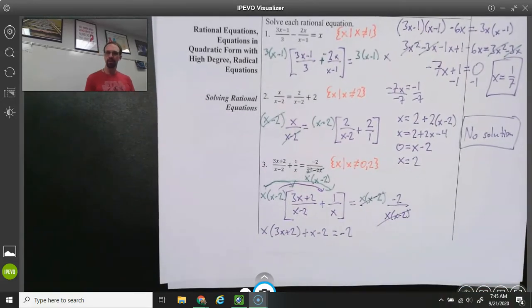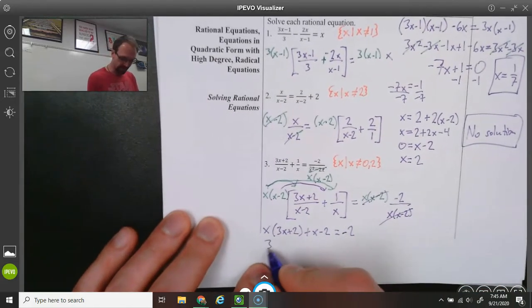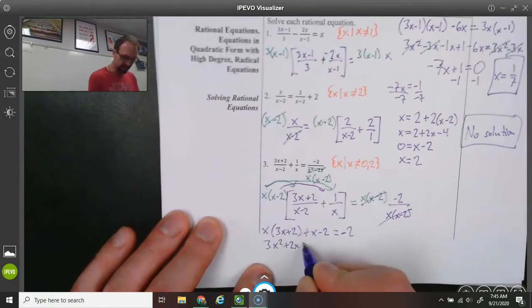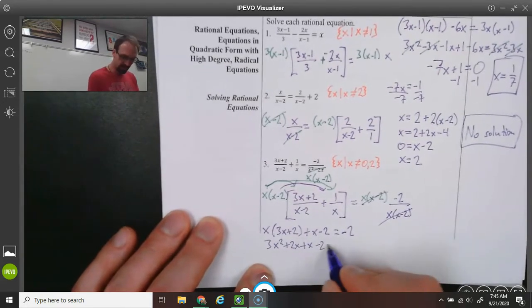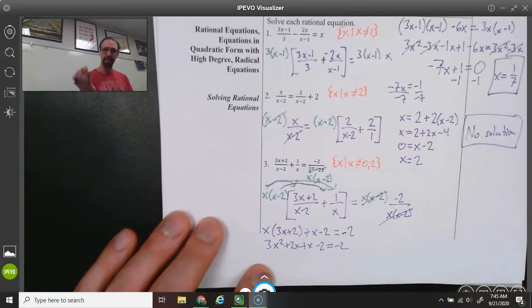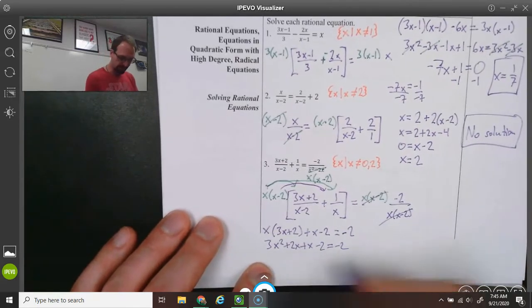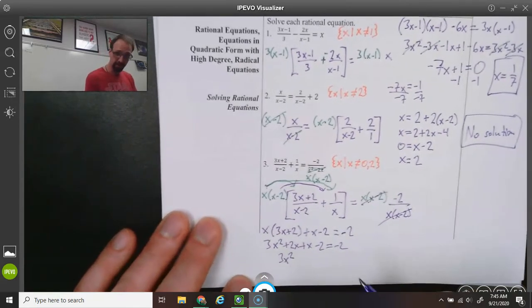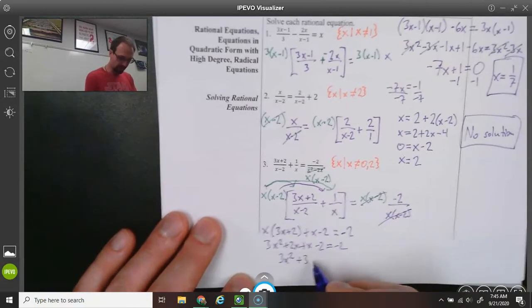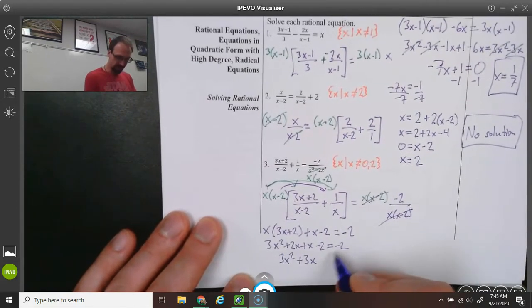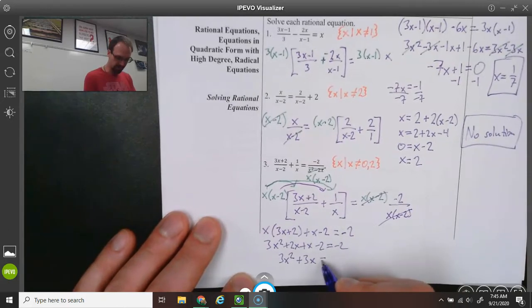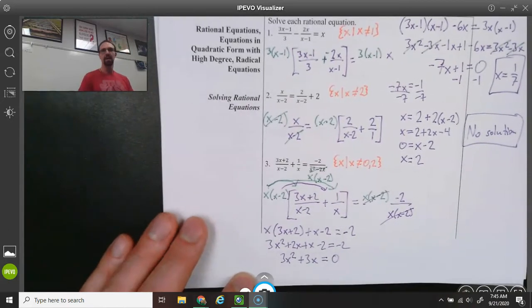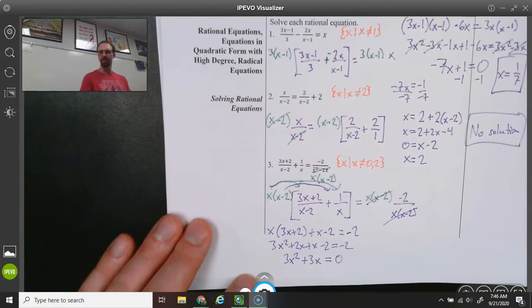Now I can go through and simplify. x times 3x is 3x squared, plus 2x, plus x, minus 2 equals negative 2. Let's go ahead and combine everything. We'll end up with a quadratic. So this is going to be 3x squared plus 3x. Let's see, if I add 2 on both sides, that's just going to be 0. So equals 0.